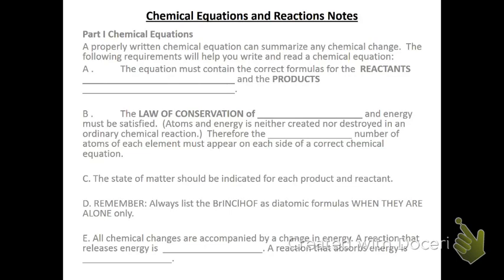First of all, a properly written equation can summarize any chemical change. The following requirements will help you read and write chemical equations. So, number 1 is going to seem pretty basic and pretty like duh, but I literally have people ask me this every year, so I put it in the notes. The reactants are before the arrow. The products are after the arrow. Because I'll tell someone about your reactants, and they're like, which one are those? So I know it's basic, and I know it seems very elementary, but every year I get asked that, so I decided to add it in.